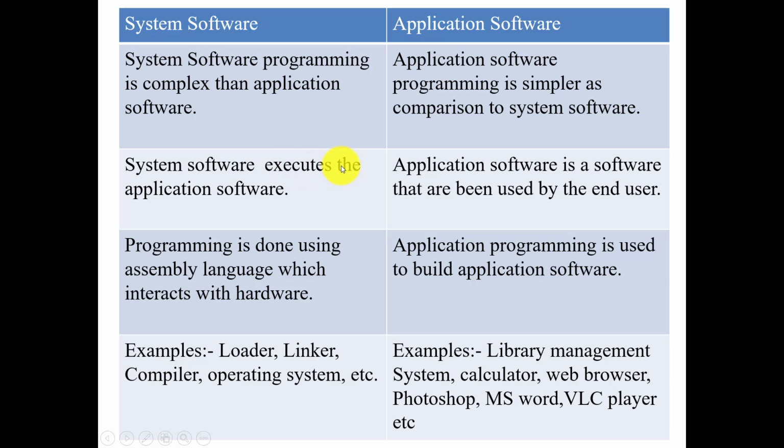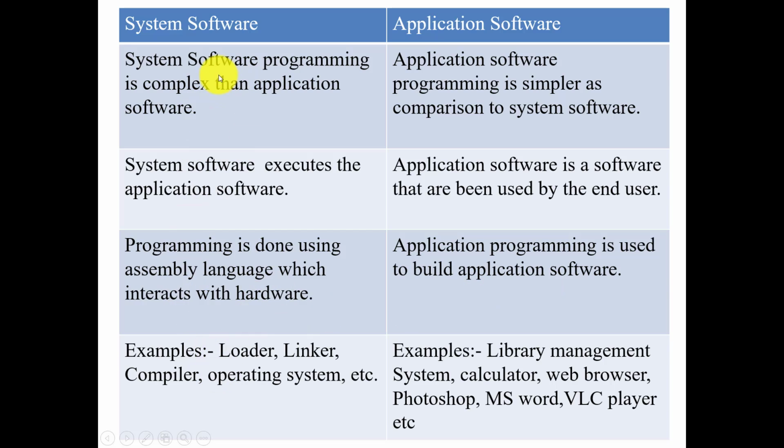Now, system software executes application software, but application software is used by the end user or last user. Programming is also done using assembly language, which interacts with the hardware. That is, in system software, programming is done using a low level language, the assembly language. But in application programming we use a high level language.